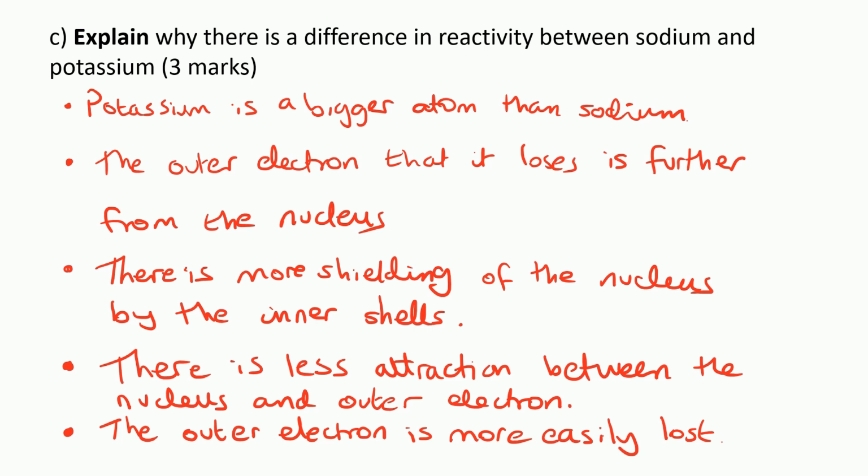And in an exam, if you can't remember which way round it is, whether sodium's bigger than potassium or potassium bigger than sodium, just find a corner of the exam paper, quickly sketch out a diagram of the electronic structure of sodium and the same for potassium, and you'll soon see that potassium is a bigger atom, so that outer electron is further from the nucleus and therefore it's easier to lose that outer electron.